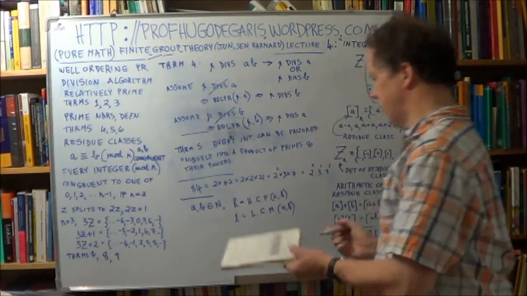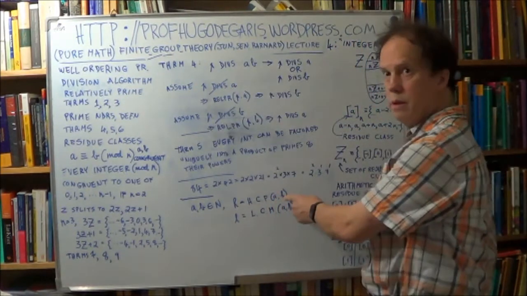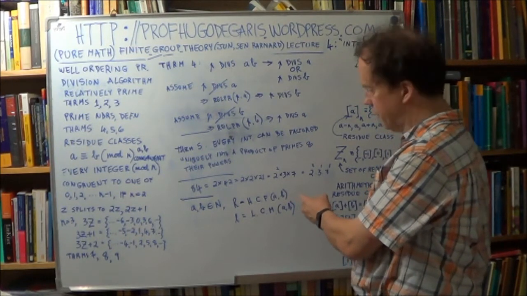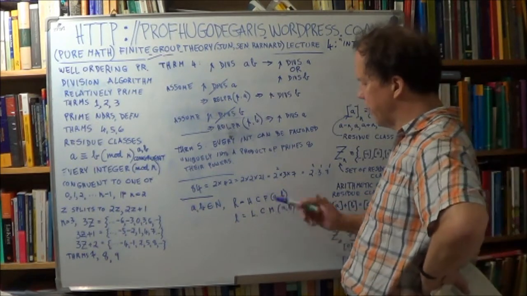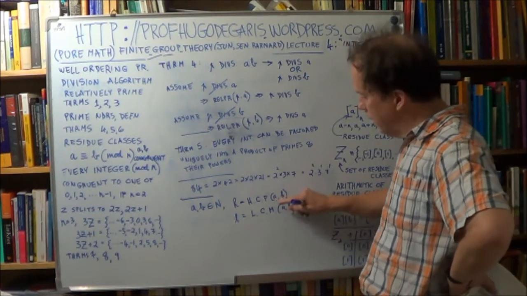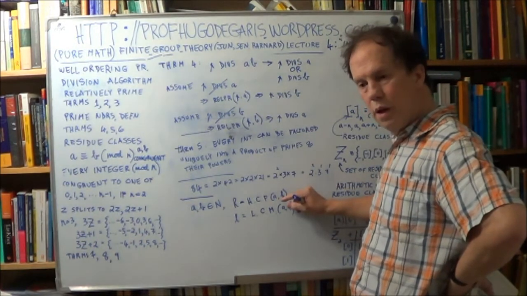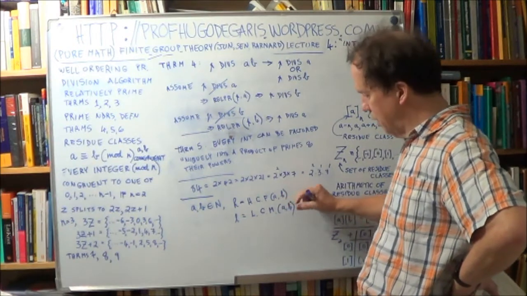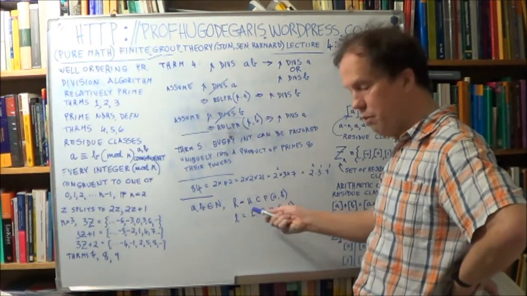Now, let me explain what that is. Say A and B are 12 and 6. What's the highest common factor? Well, 2 is a common factor of 12 and 6. 3 is a common factor of 12 and 6. And 6 is a common factor of 12 and 6. You want the highest one, so it'd be the 6.